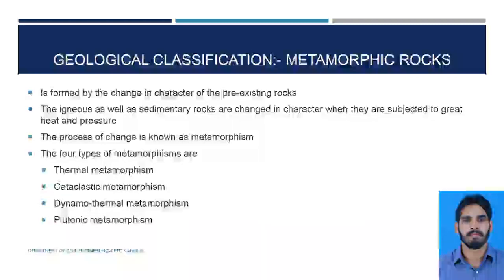If it is a rock, whether igneous or sedimentary, it can change its character. They may change into some other form under great heat and pressure. That is known as metamorphism, and those rocks are known as metamorphic rocks. I already covered the four types of metamorphism: thermal metamorphism, cataclastic metamorphism, dynamothermal metamorphism, and plutonic metamorphism.